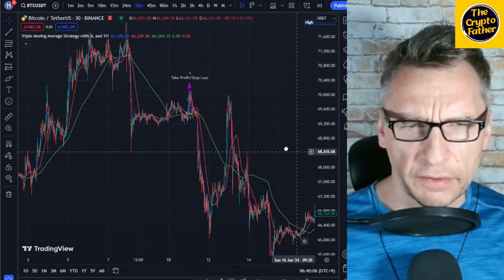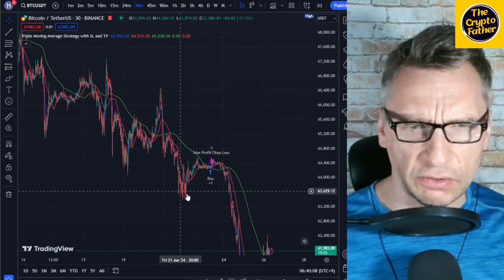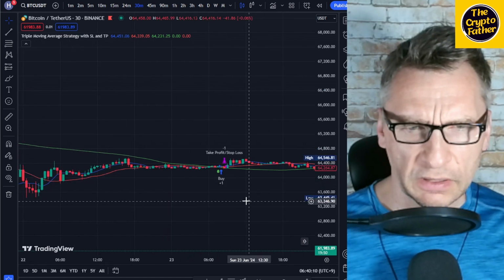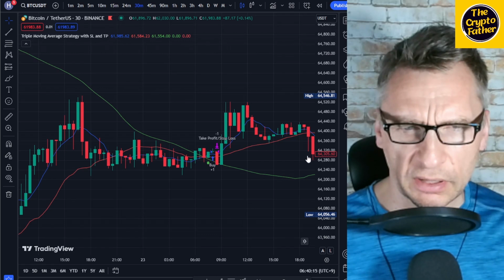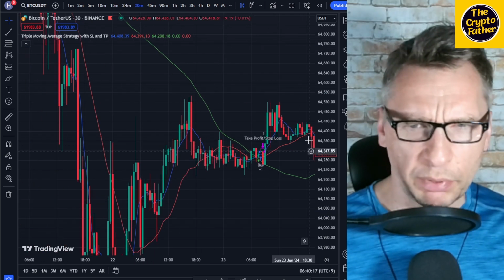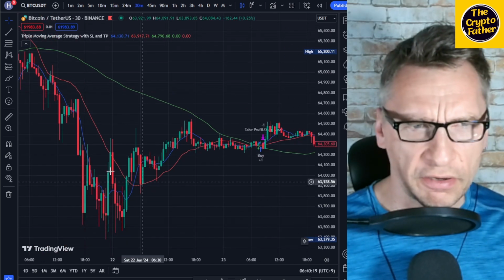So the chart itself doesn't show a lot of buy or sell signals, to be honest, which is quite disappointing. There are a lot more buying opportunities here than there are indicated.